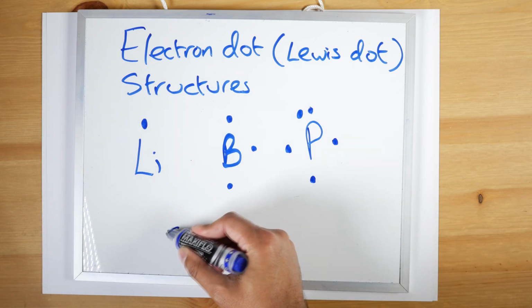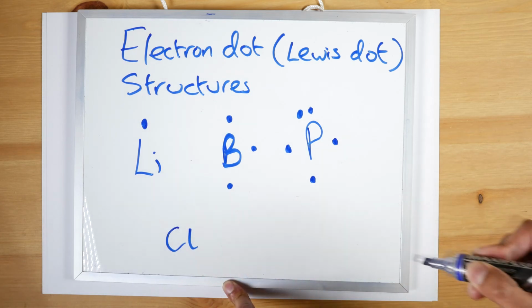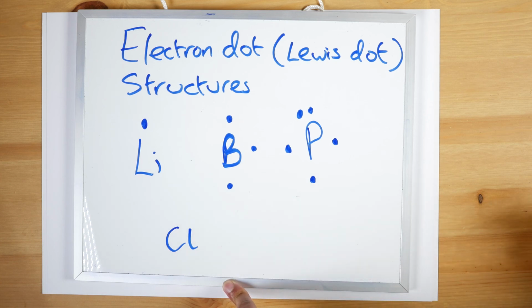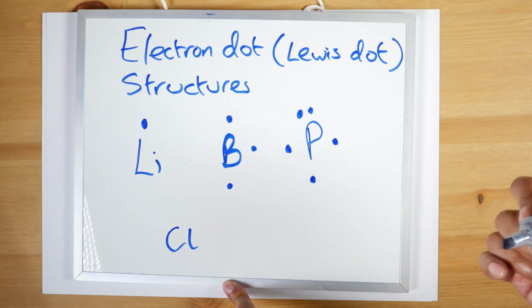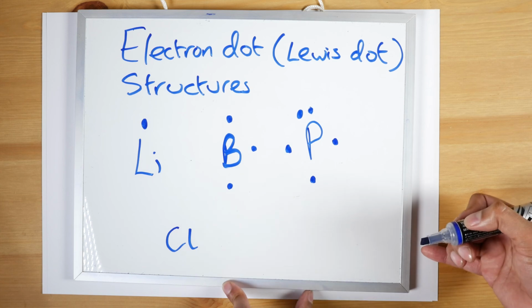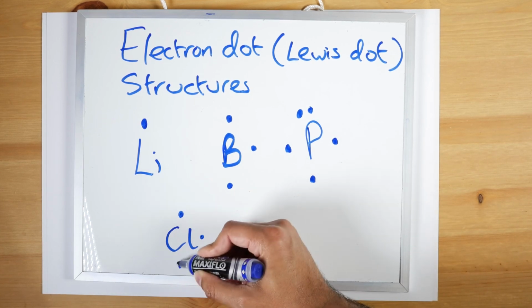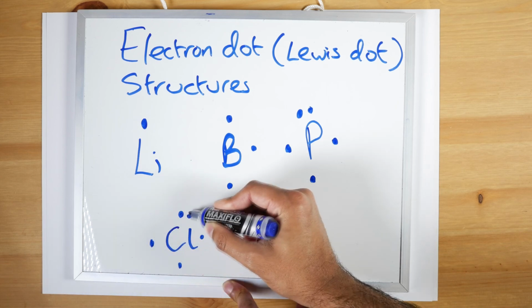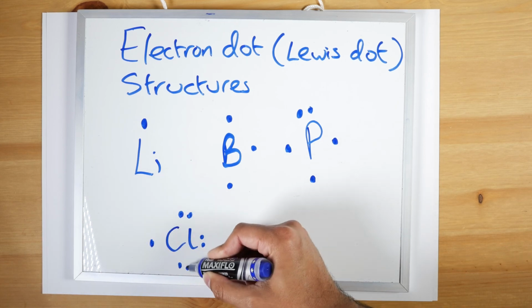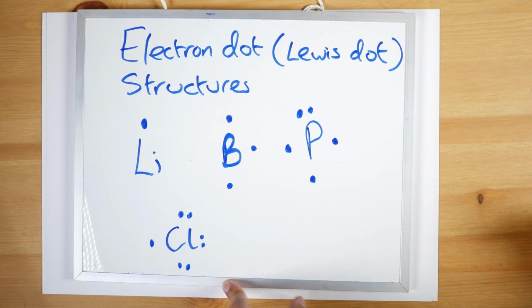So I'm going to just draw it over here. Chlorine, Cl. And it's group 17. So it's going to have 7 valence electrons. So what we do, if you start off up here, 1, 2, 3, 4, 5, 6, 7, like so. Nice and easy. And that's it. That's how to do an electron dot, otherwise known as a Lewis dot structure.